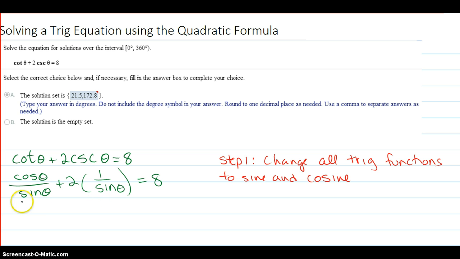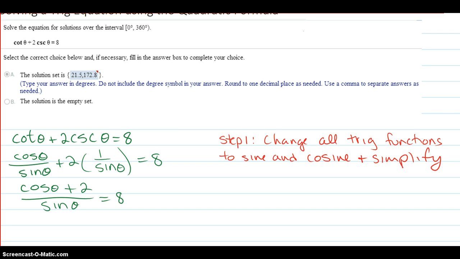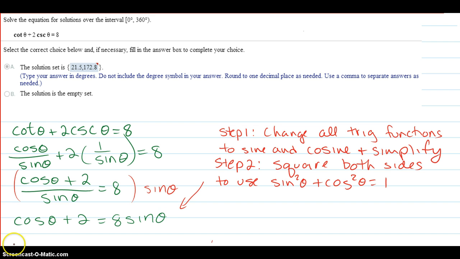So now I'm going to get a common denominator, and what I would have there is cosine of theta plus 2 over sine of theta equals 8. I don't like fractions, so I'm going to go ahead and multiply both sides by sine of theta to get, on the left side, cosine of theta plus 2, because the sine of thetas cancel, and the right side, 8 sine of theta. Okay, so now, let's put the step 1 there.